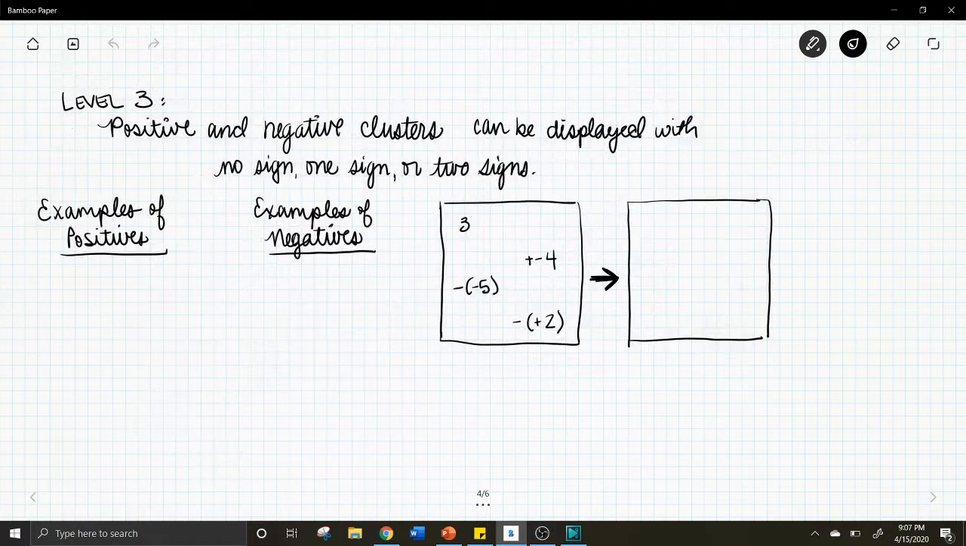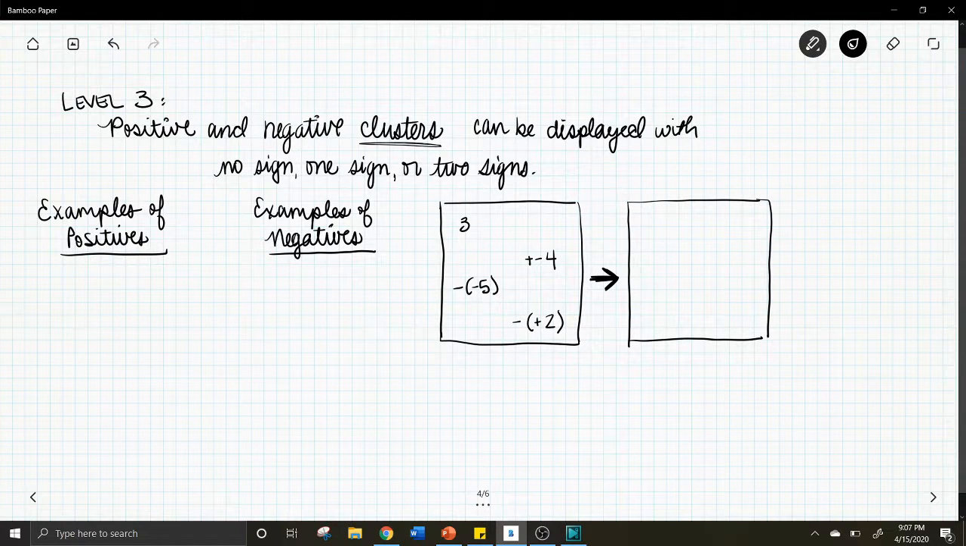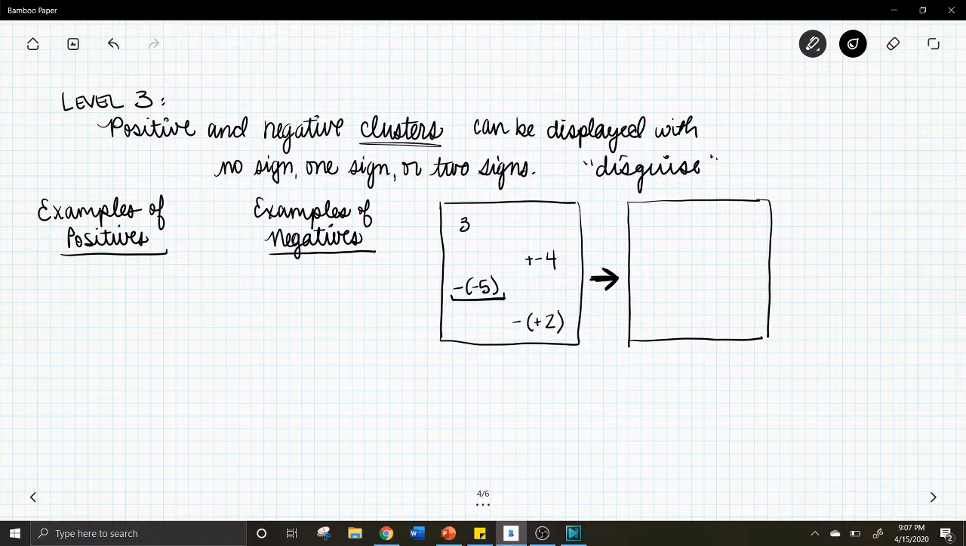Now we're going to look at level 3 of this game. Positive and negative clusters, so that's what we'll call our little numbers combined, can be displayed with no sign, 1 sign, or 2 signs. So I'm going to show you the different combination of signs and what they ultimately represent. And we'll also see the term disguise thrown in here. So some of these ones that have like 2 signs, we'll say that they're in a disguise. And what we're going to do is look at what they really are. So let's look at our first example. We have this number here.